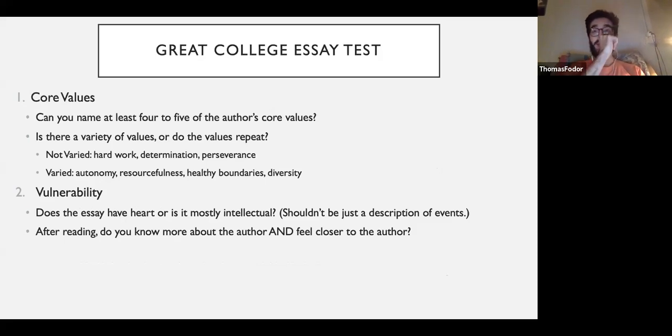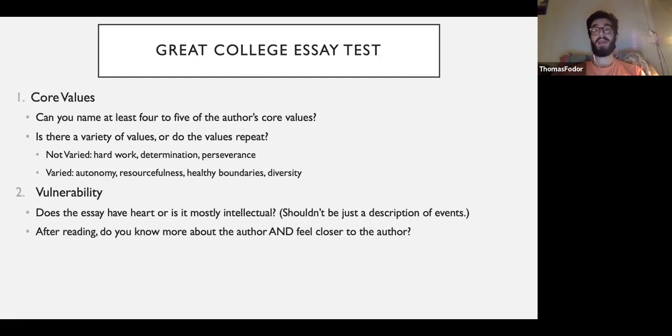Ethan Sawyer has a great thing in his book, which is the Great College Essay Test. And this is taken directly from that book. He says that a great college essay has 4 kind of categories of things that need to be met. And as you're reading your essay, or really after you read your essay, ask yourself these questions, or ask someone who's read your essay these questions, so that you can get some honest feedback about these critical areas in your essay. So the first thing, you need to have core values that you illustrate about yourself.